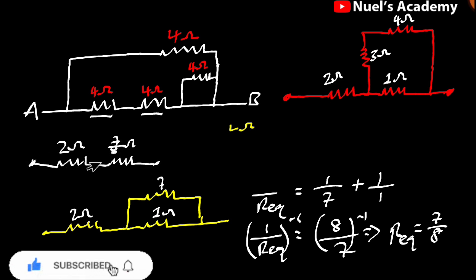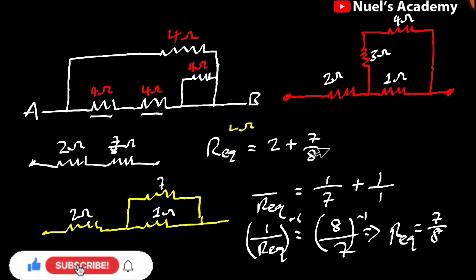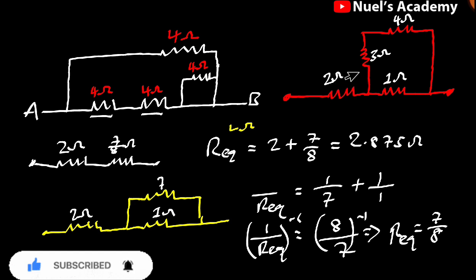Now notice that these two are now in series, and so the overall equivalent resistance, or the total resistance, is going to be equals to 2 plus 7 over 8. Then if you plug this in your calculator, 2 plus 7 divided by 8 is going to be equals to 2.875 ohms. And this is the equivalent resistance of the resistors in this whole circuit. And let's look at another example.